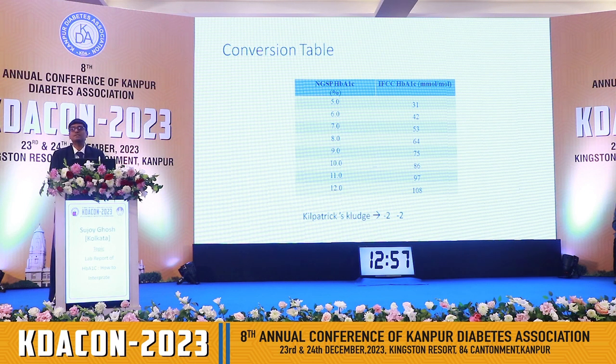Now how as a clinician will you remember the interconversion? So remember a trick. If you say it is 7%, 7 minus 2 is 5. 5 minus 2 is 3. Put the two digits together, it is 53. So minus 2 will give you what the new result in millimoles per mole of the A1C will be.